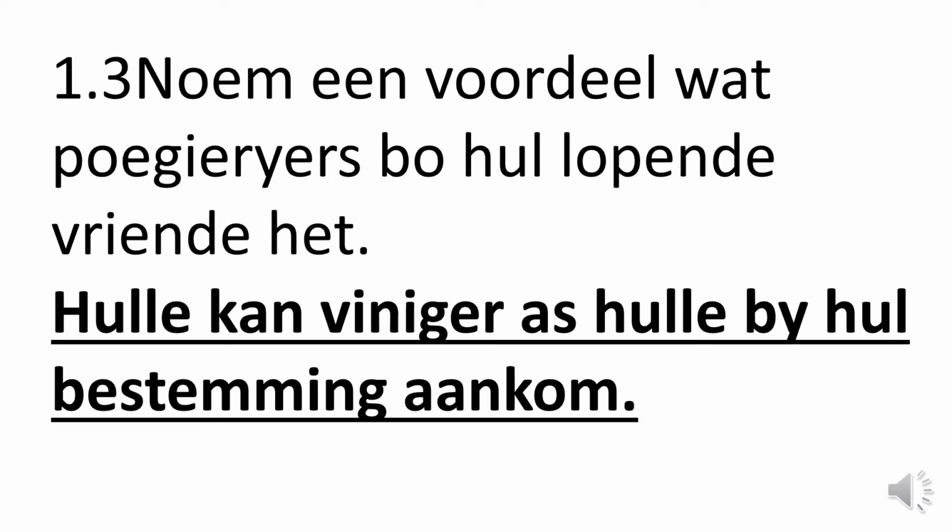So what the question says is, name one, so een voorbeeld. Remember, it says one. Don't give two. If you give two, we're going to mark it wrong because you're not following instructions. So if it asks for one, only give one. Noem een voordeel wat poegieryers bo hul lopende vriende het. So one advantage that bike riders have above their friends. And obviously it's so that they can reach their destination quicker. Hulle kan vinniger as hulle by hul bestemming aankom. Okay, that is pretty obvious.